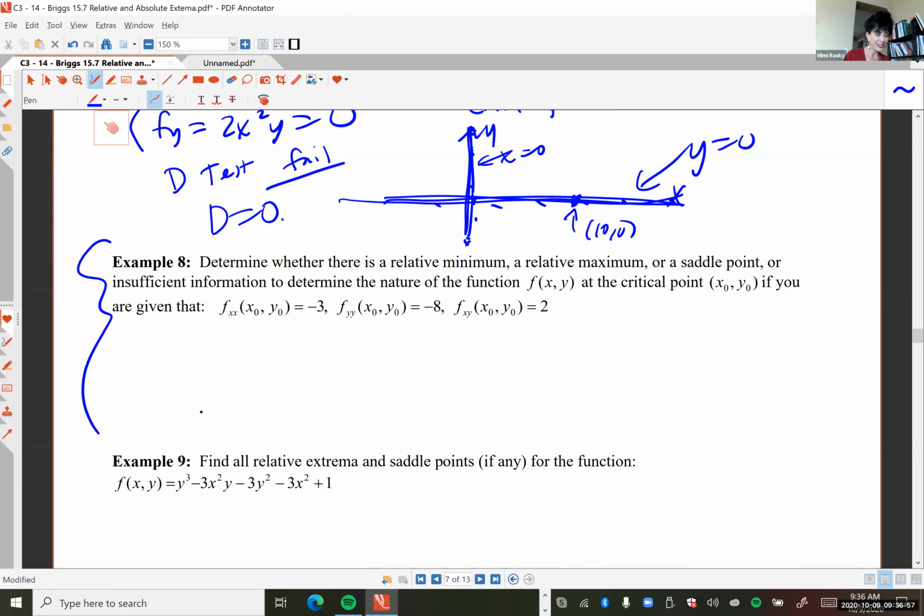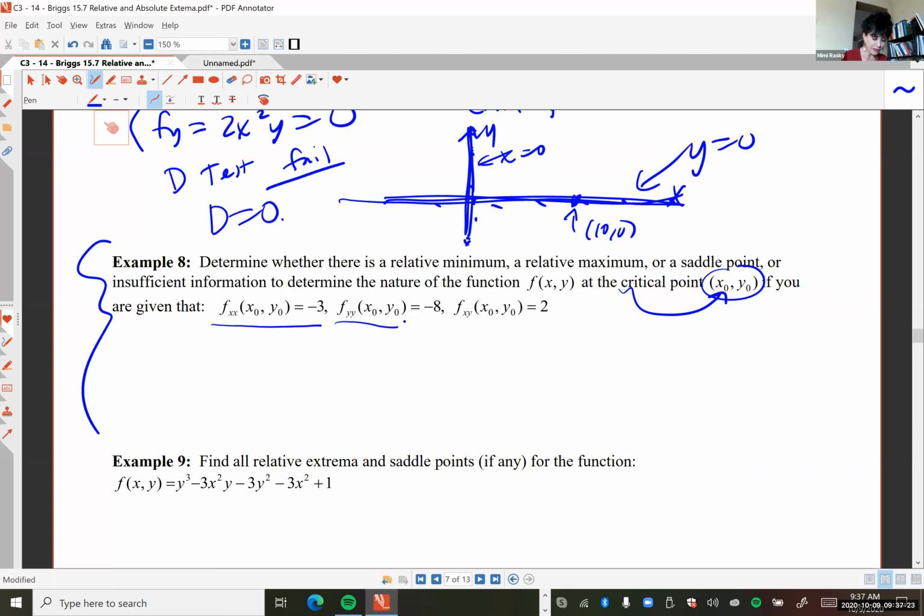Now, example 8 is kind of hokey. Sometimes I give this as a freebie on a quiz, and sometimes I'm nice like that. I pulled this out of a business calc book. When I teach business calc, they do this topic right here. They find relative extrema. If they give you the fact that (x naught, y naught) is a critical point, good news, you don't have to go find the critical point.